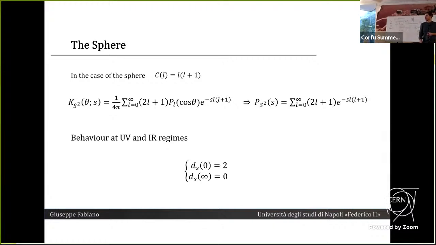But when we probe the sphere at infrared values, we get a spectral dimension equal to 0. You can imagine this as looking at the sphere from far away, because you're probing it with an infrared walker. So it's like you see no dimension at all.